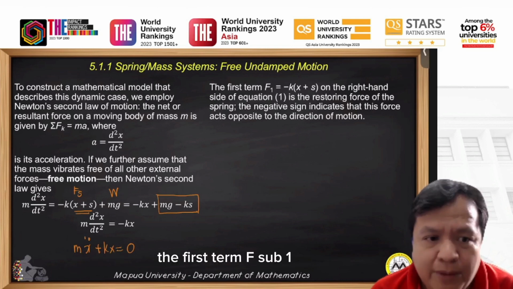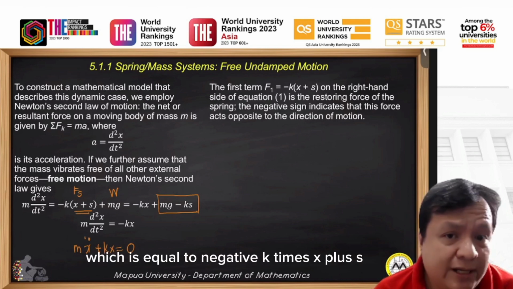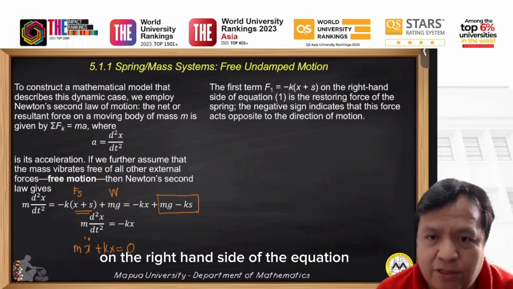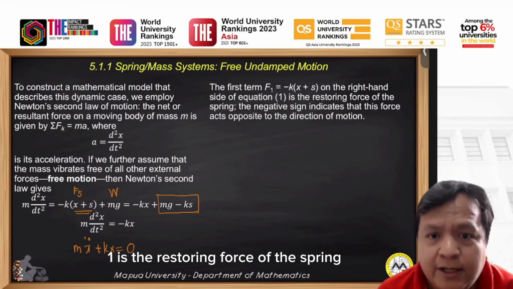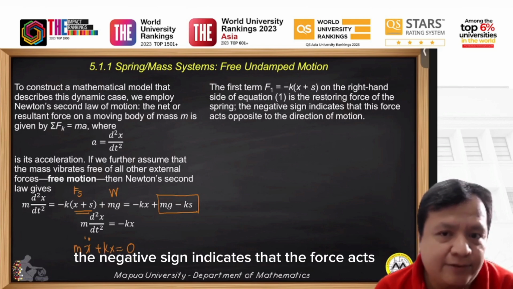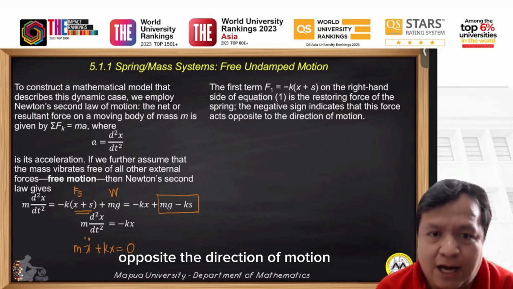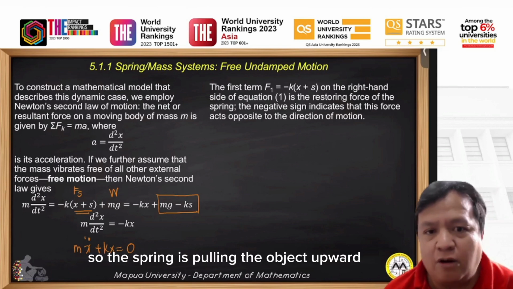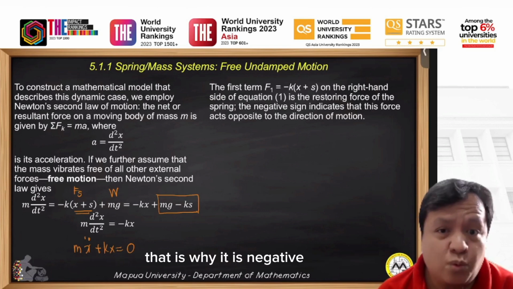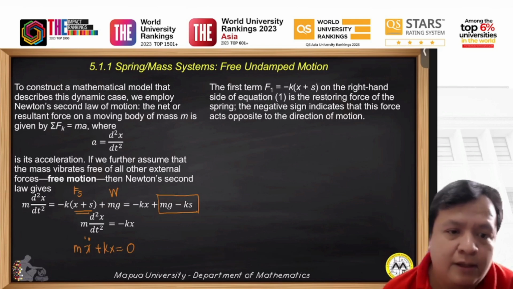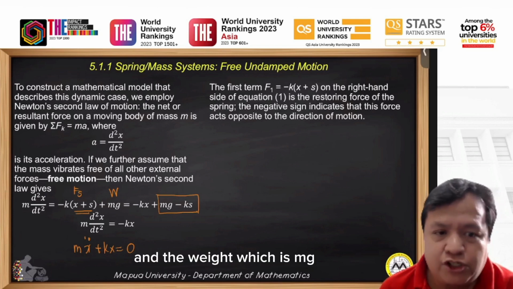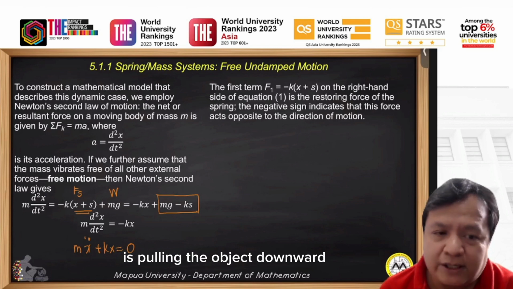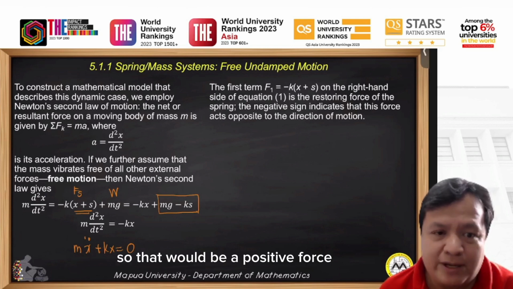The first term, f sub 1, which is equal to negative k times (x plus s) on the right-hand side of equation 1, is the restoring force of the spring. The negative sign indicates that the force acts opposite the direction of motion. So the spring is pulling the object upward. That is why it is negative. And the weight, which is mg, is pulling the object downward. So that would be a positive force.